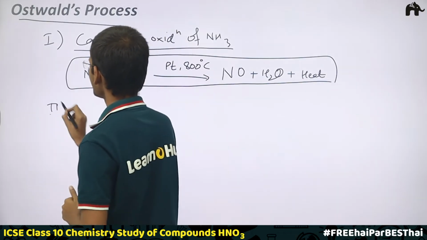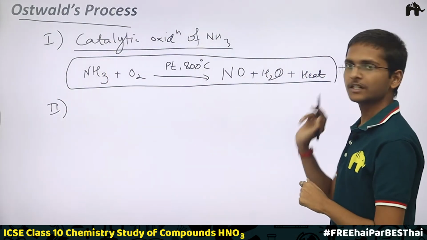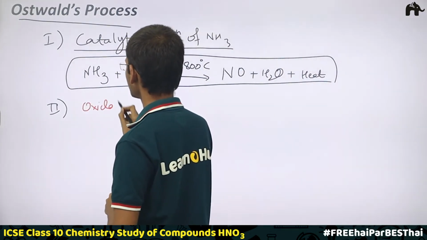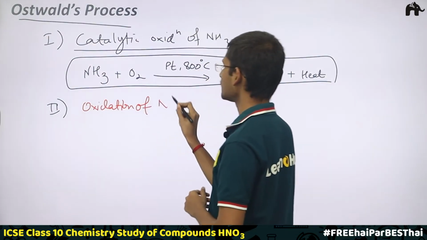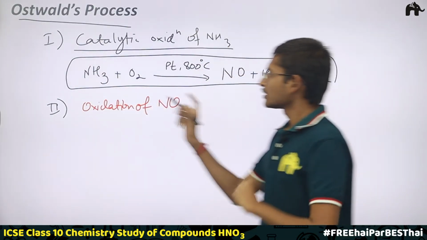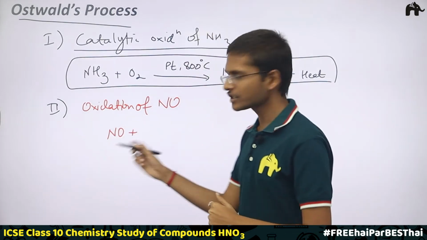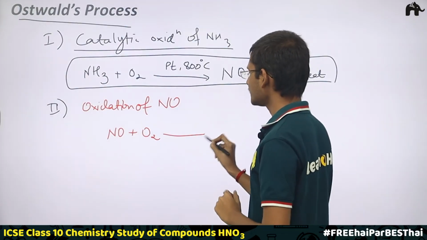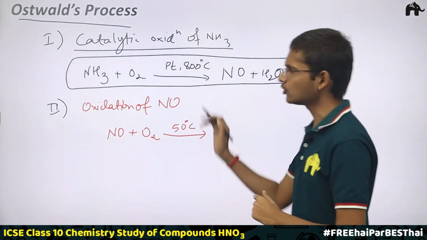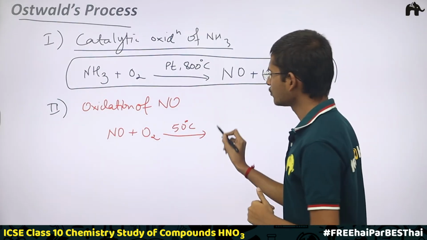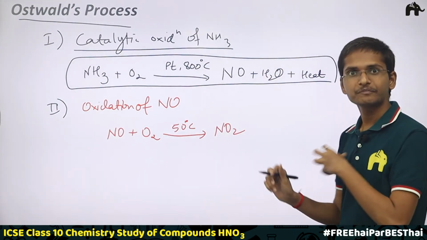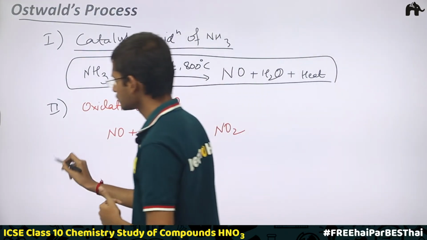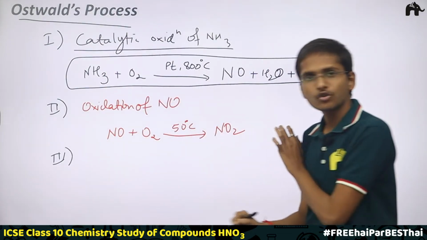So yes, next one is, once we get nitric oxide here, now what we carry out is oxidation of this nitric oxide. Since it is oxidation, we need oxygen. So with the nitric oxide, oxygen would react, and here only 50 degrees Celsius temperature is fine, no need of this 800 degrees Celsius temperature, and it would get converted into NO2. Further, what we are going to do is use this NO2 and prepare our nitric acid.